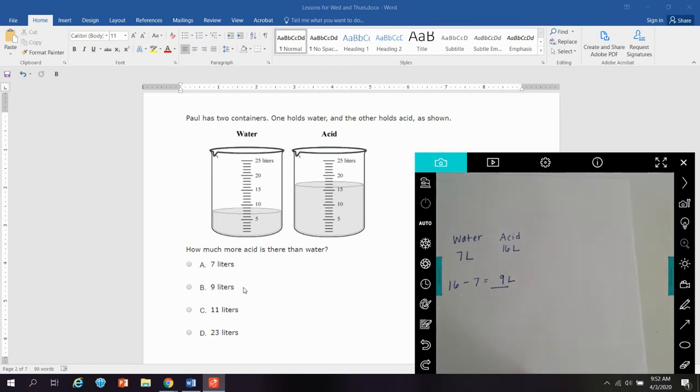So how much more acid is there than water? There's 9 liters more. All right, do you see how we used the measuring containers to help us solve the word problem? Let's practice another one.